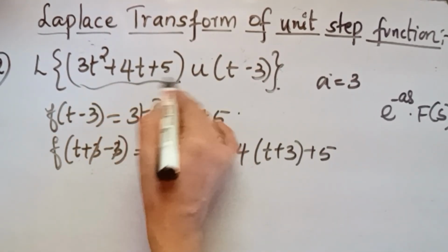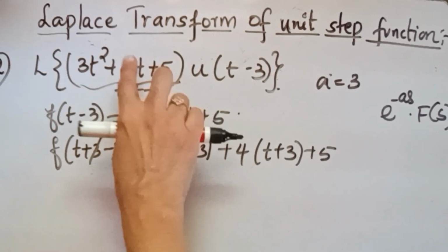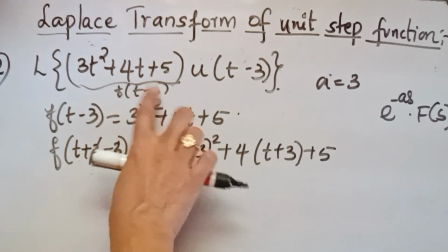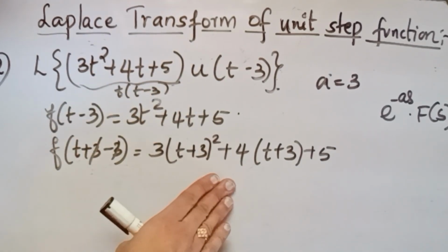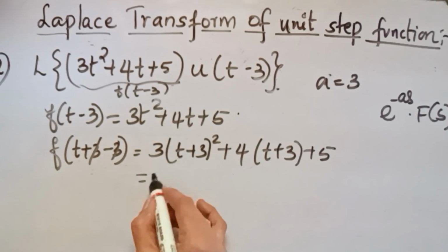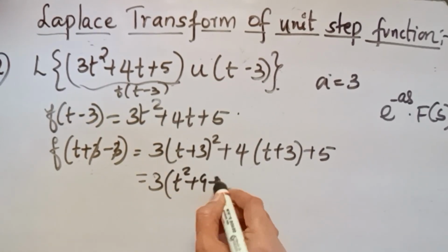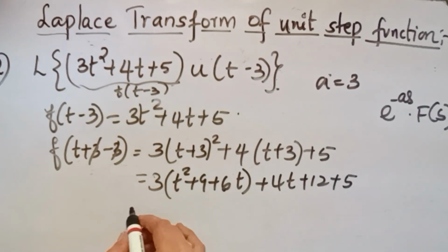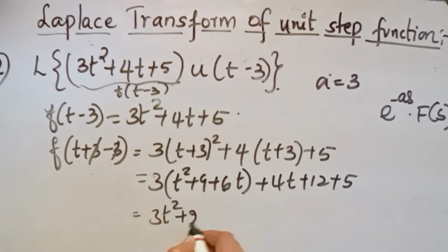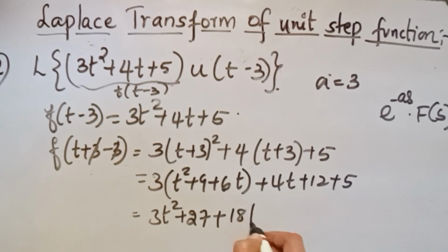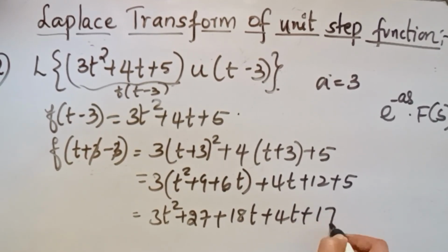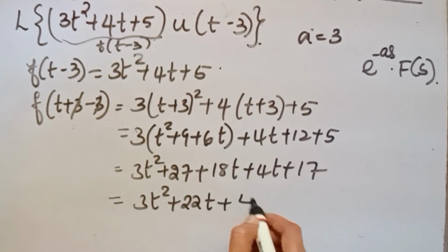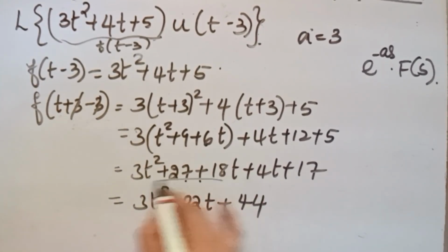This is f of t minus 3. Don't take this as f of t and don't find its Laplace transform. It is wrong. This is f of t minus 3. From that you have to get f of t, replacing t by t plus 3. Let us simplify this. 3t square plus 27 plus 18t plus 4t plus 12 plus 5. So this gives you 3t square plus 22t plus 44. So this is your f of t now.